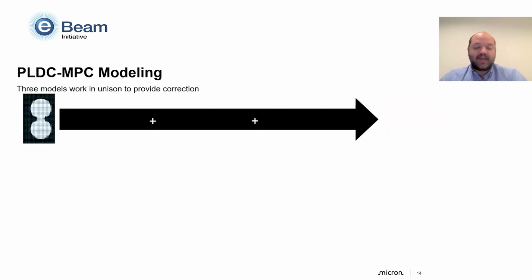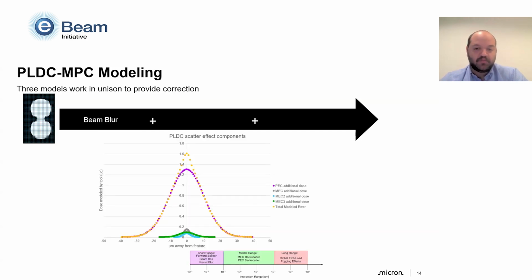So how does PLDC-MPC work? There's 3 models that work in unison to provide correction. The first is a very conventional beam blur model. This could be thought of as a dose model. So you have your proximity effect corrections and middle effect corrections. Middle effect corrections are shorter range than PEC. They involve the backscatter from the EUV multilayer substrate. And then there's also a shorter range forward scatter blur component through the resist as well.